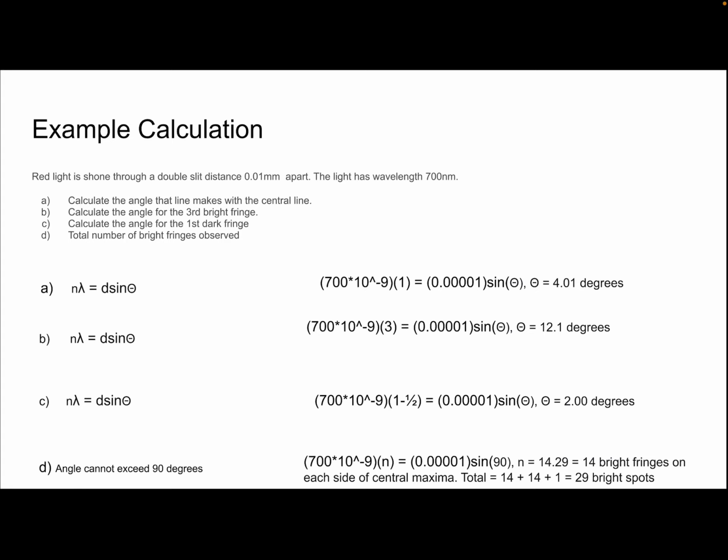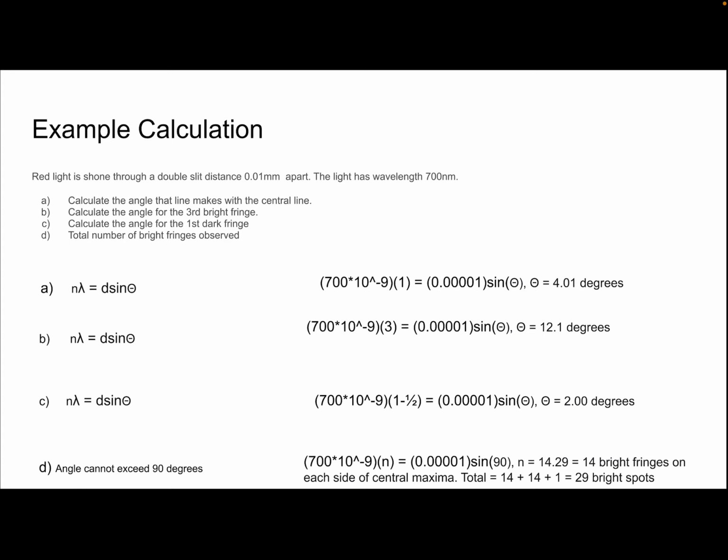And we'll always round it down to the nearest lowest integer because our highest order that can be shown on the screen is 14. So our 14th one is the highest, therefore there's only 14 on each side of the central maxima. It's not 15 because the 15th one is not visible, because the angle theta is more than 90 degrees, and if it's more than 90 degrees, it's never going to reach the screen, therefore it's not going to appear on the screen. So only 14 bright fringes will appear on each side of the central maxima.